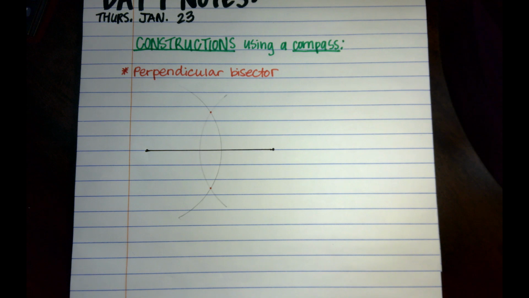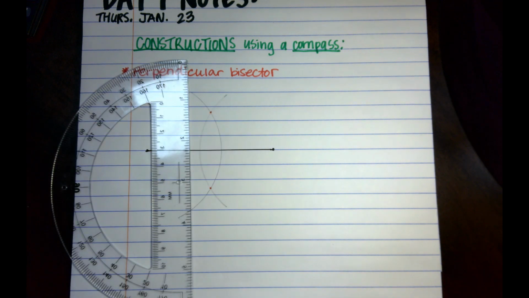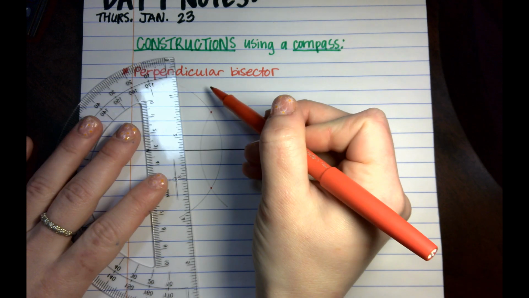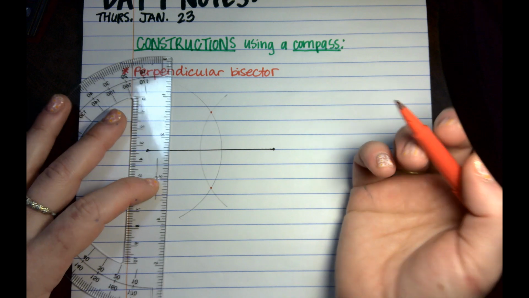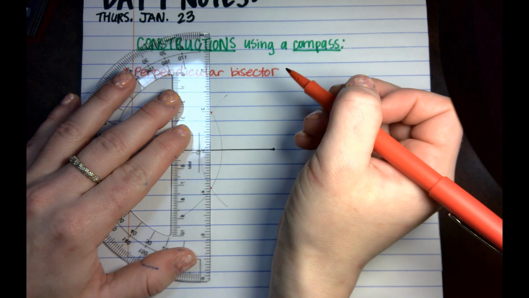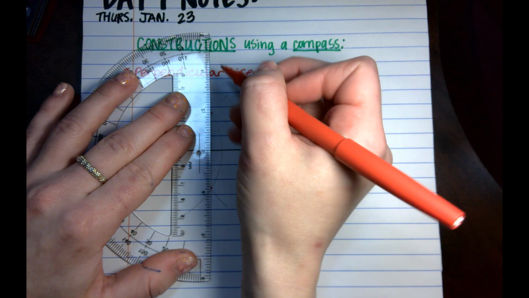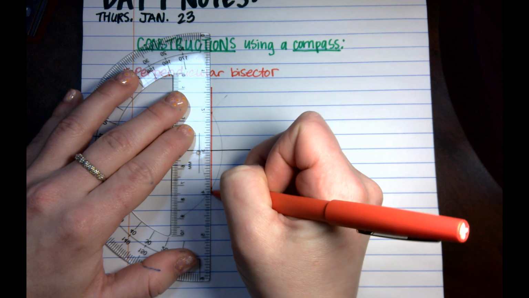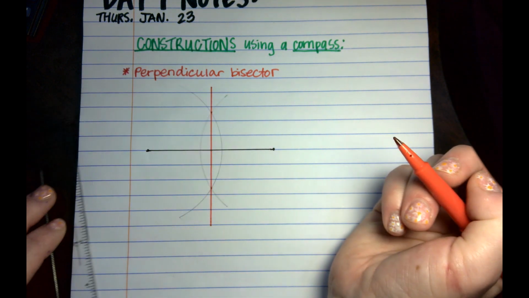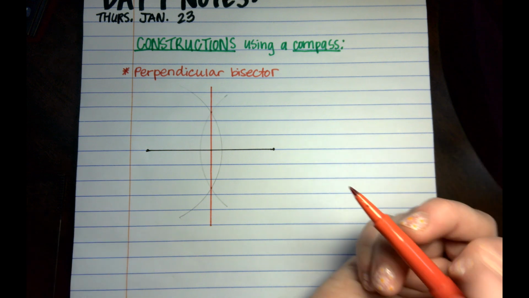Draw a line. Where am I drawing a line? Between your two new points. Yes, I need that line to pass through the 2 new intersections that I created with my arcs. So I'm going to line up my straight edge on there and just draw a line going up and down. There we go. Okay.